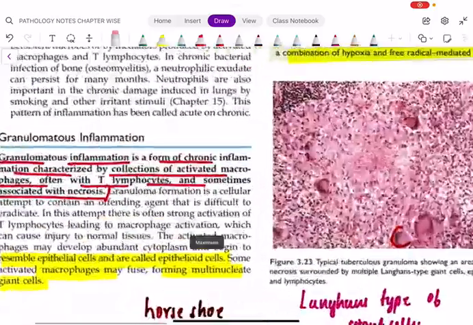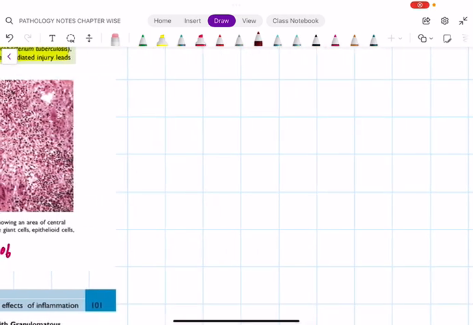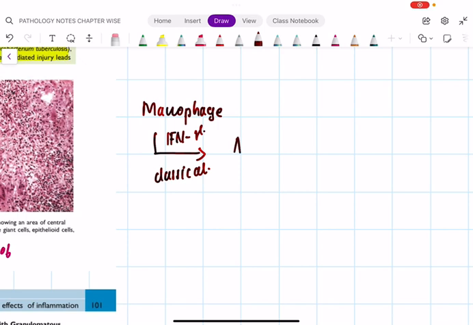Granulomatous inflammation is a morphological pattern of chronic inflammation characterized by collection of activated macrophages and T lymphocytes, which is sometimes associated with what? Necrosis. Fine. Here comes some set of questions. Listen carefully. We have macrophage. Macrophage is activated by interferon gamma. Interferon gamma means what pathway? Classical pathway. Now this macrophage is called as activated macrophage.